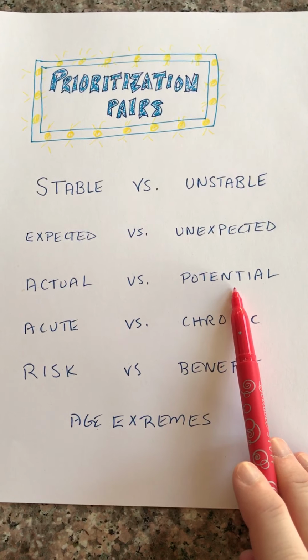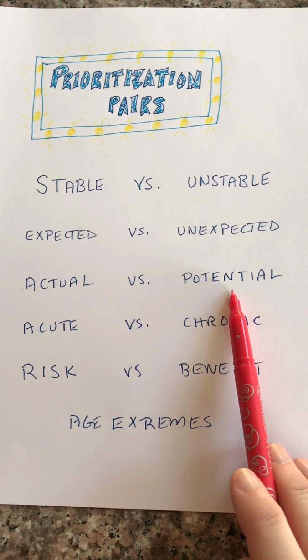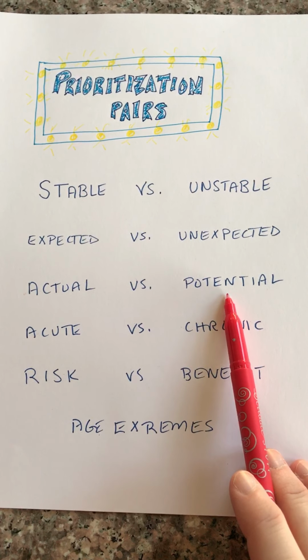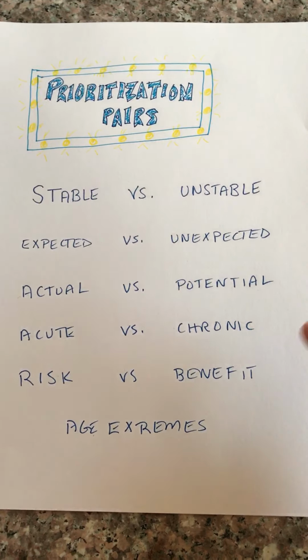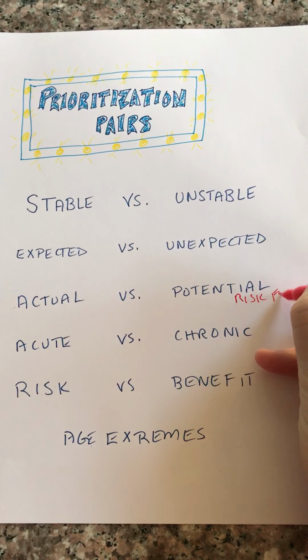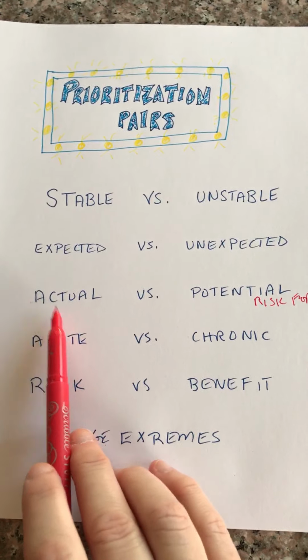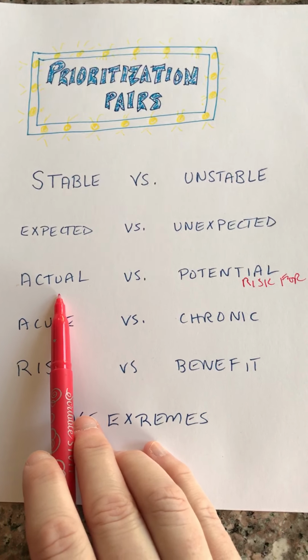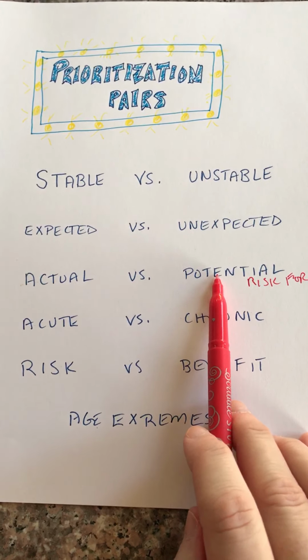We haven't seen that yet, but we're going to do some interventions to help prevent that, like deep breathing, coughing, using an incentive spirometer, things like that. We're going to prevent it from happening. So I also like to say this is the risk for. So when I'm prioritizing which patient to go see, I'm going to go to the patient that has the actual problem first. The patient with the risk for, I can deal with in a little bit.